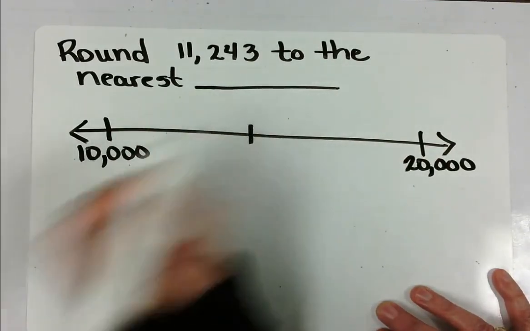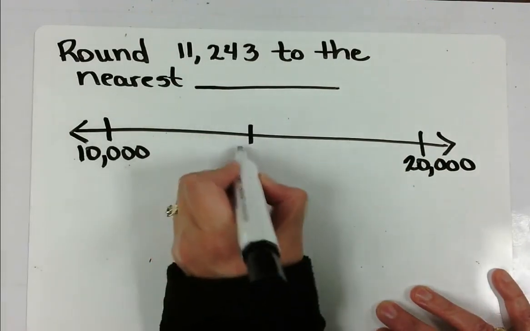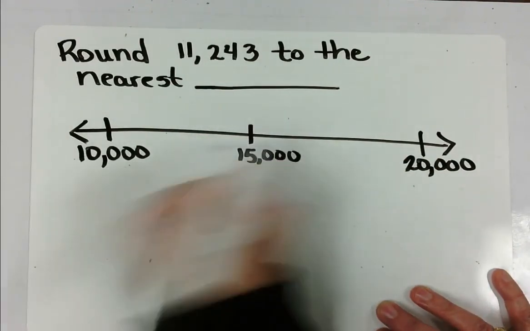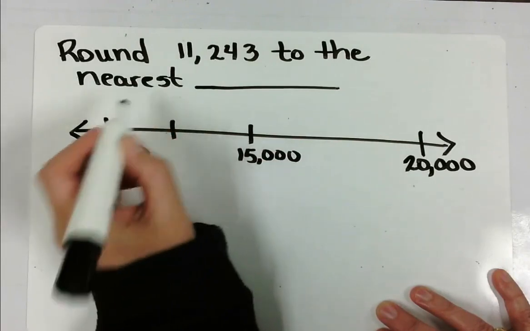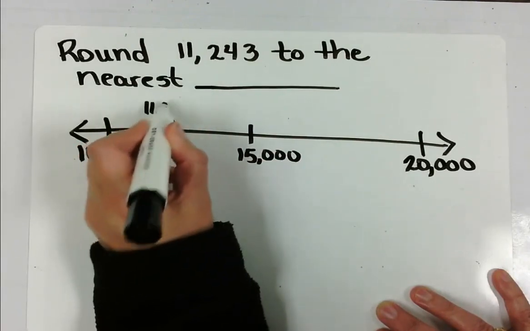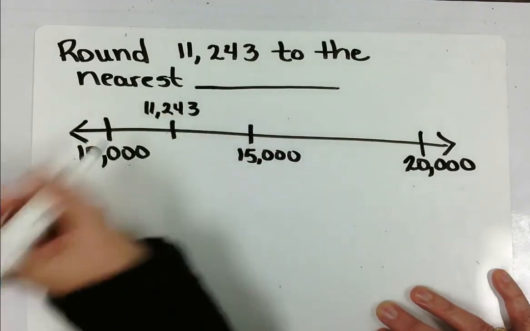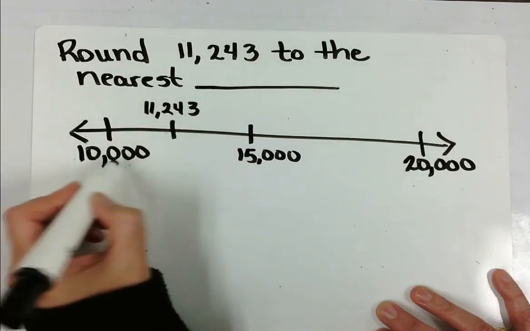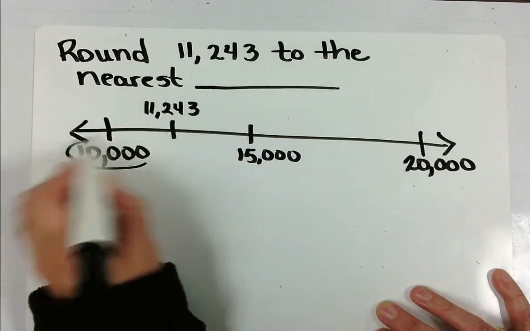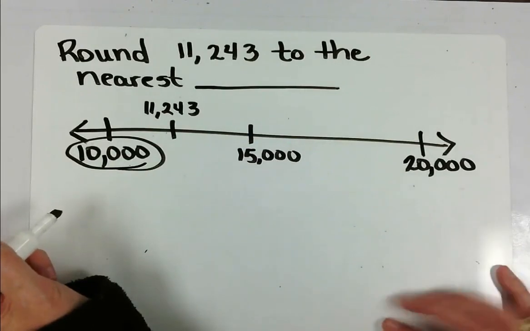Then I need to be able to identify the midpoint number, which would be 15,000. And then the student would be able to say, oh, 11,243 is closest to 10,000, so it rounds to 10,000.